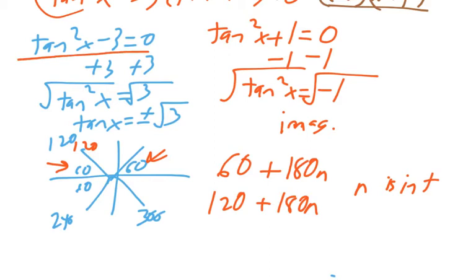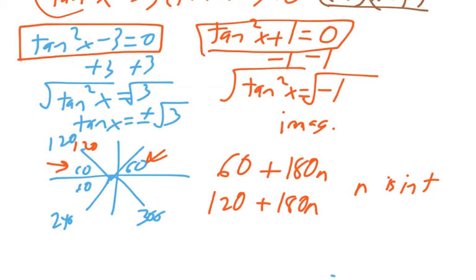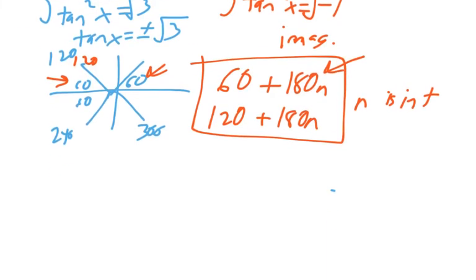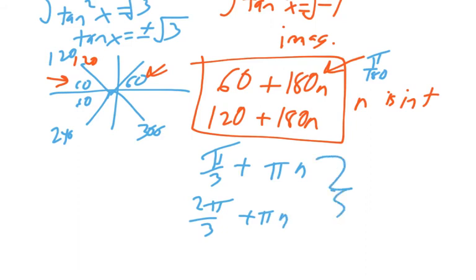So going back through, we factored, we got this and this. We solved for 0. Then we found out where it was going to be in the plane, and then we got our answers. If we needed this to be in radians, we would just multiply everything by pi over 180. And so my answers in radians would be pi over 3 plus pi n, and 2 pi over 3 plus pi n, where n is an integer. And that's the last section of chapter 7.